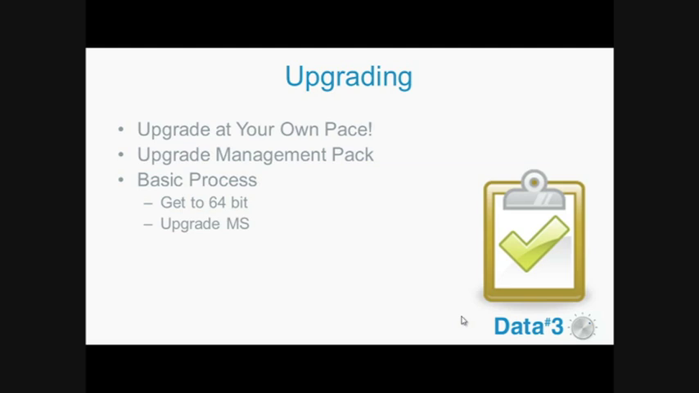So the basic process is everything has to be 64-bit. All of the management servers, the root management server, have to be 64-bit. So you have to upgrade them first. Then you upgrade the management servers to 2012. Doesn't matter which ones, you just pick management servers and do them one at a time. Upgrade all the agents. So as you upgrade a management server, you'll need to upgrade the agents that are reporting health to that management server.